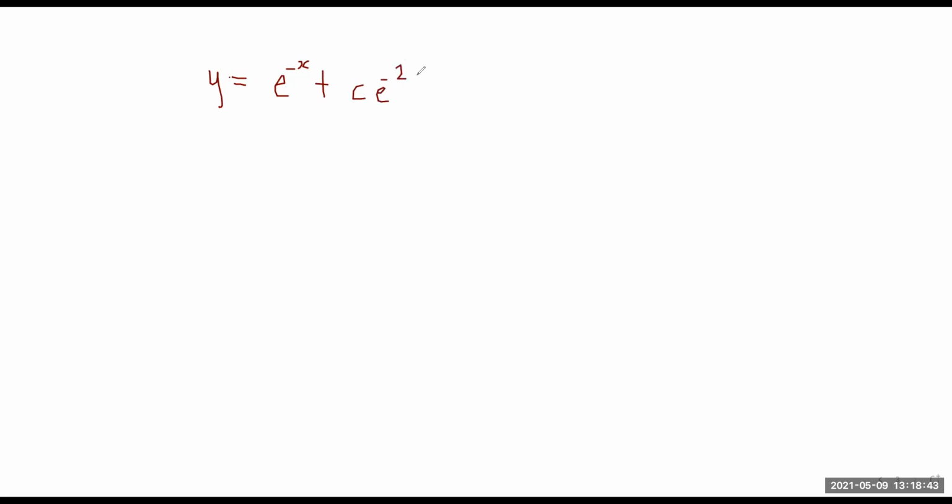Now look what I'm going to do. I'm going to differentiate. So if I differentiate, dy by dx is equal to e to the minus x. When I differentiate that, I get minus e to the minus x. Then when I differentiate this now, I get minus 2 times c times e to the minus 2x. That's what I get when I differentiate it, don't I? Right? This is what I get.